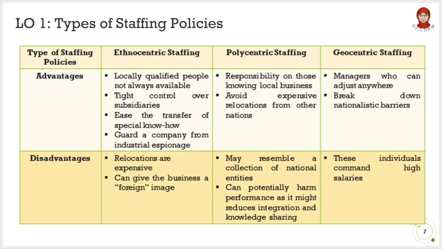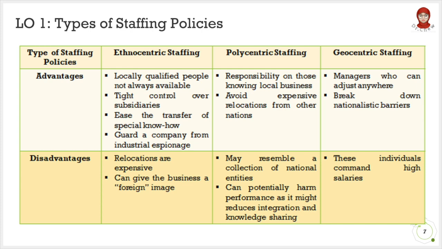Okay, now we will be comparing the advantages and disadvantages of each staffing policy. Firms pursue an ethnocentric staffing policy due to several advantages. First, locally qualified people are not always available. In developing and newly industrialized countries, there is often a shortage of qualified personnel that creates a highly competitive local labor market. Therefore, by sending people from the home country to manage operations abroad, it will ensure the most qualified people will be handling the subsidiary operation.